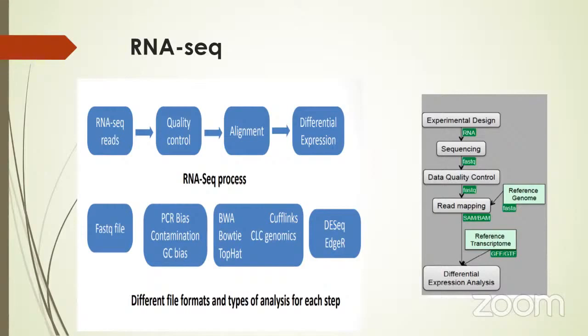De novo assembly means when you don't have any information of the reference, and if you have a reference sequence, then you can go for a reference sequence based algorithm. For example, there are so many tools: Bowtie, TopHat, STAR. These are very popular tools for sequence alignment.